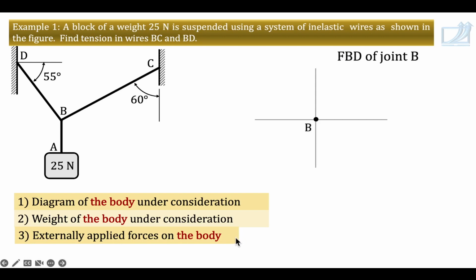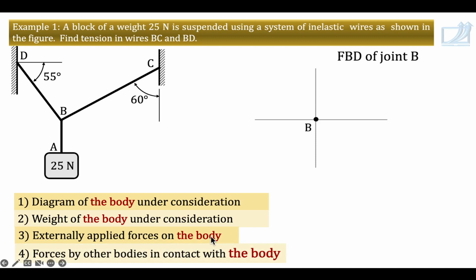And finally, forces by other bodies in contact with the body. So there are three wires pulling point B. Wires always pull, and this pull is along the wire. Wire AB is a vertical wire, so the pull is vertical. And this pull is known as 25 Newton. So this is the force exerted by the vertical wire, that is wire AB, on point B, and it is equal to the weight of the block.